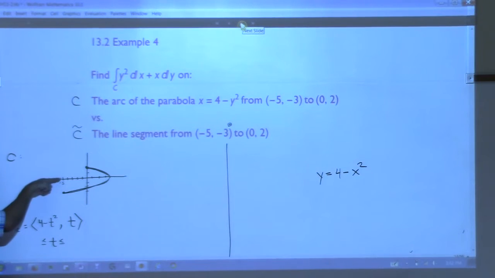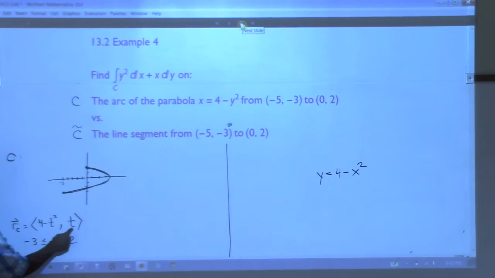Negative 3 to positive 2. So this will go from negative 3 to positive 2. Do y'all believe this works? Negative 3, let's just try it. 4 minus negative 3 squared is 9. 4 minus 9 is negative 5, and I plugged in negative 3. So if I start this out, I'm going to be at negative 5, negative 3, right there.